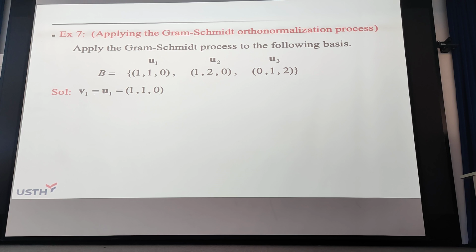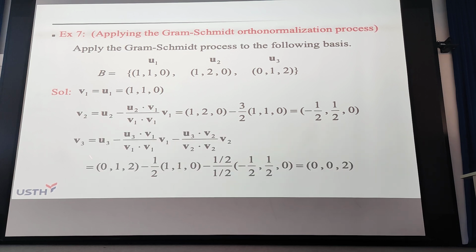The first step, we choose V1 to be that. The second step, you take V2 to be that one. And by calculation, you get it here. And the last step, you get that one, V3 to be that.